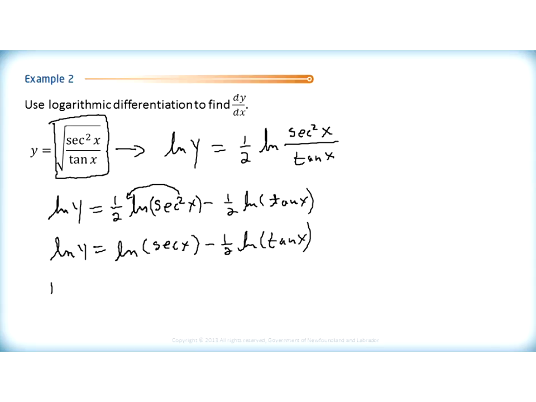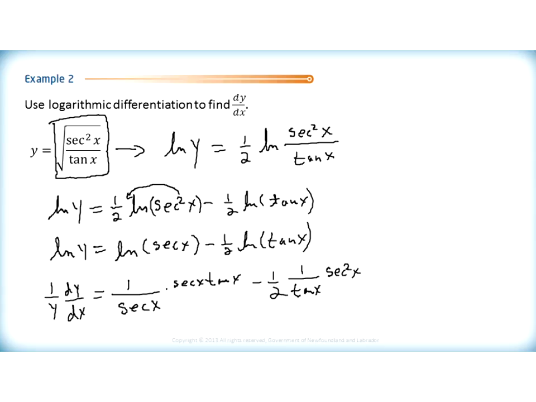And now I differentiate. So 1 over y, dy over dx. It's always the same on the left side, implicit derivative. And then I've got 1 over secant x. Remember, the derivative of a lot of stuff is 1 over the stuff times the derivative of the stuff. And the derivative of secant is secant tan. And I'm going to subtract 1/2 of the derivative of tan x. And if I recall correctly, the derivative of tan is secant squared. So this is 1 over tan times secant squared.